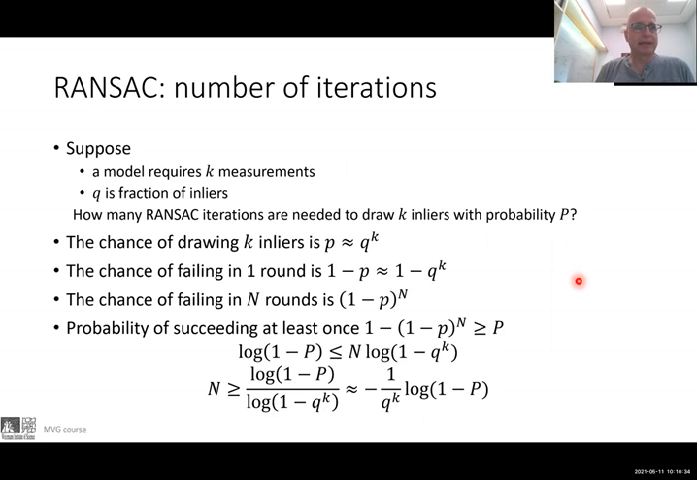All right. So I fixed a few typos here. Anyway, the conclusions did not change. So n should be larger than something of the order of 1 over q to the k. And as I said, this implies that in complicated problems, we really want to get a model that requires a minimal number of points.